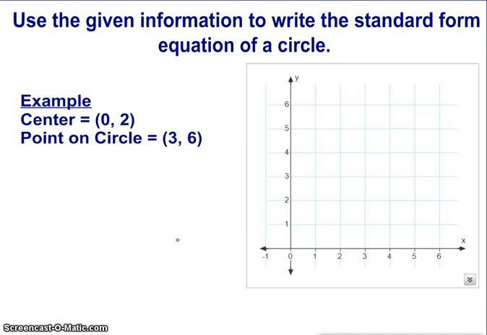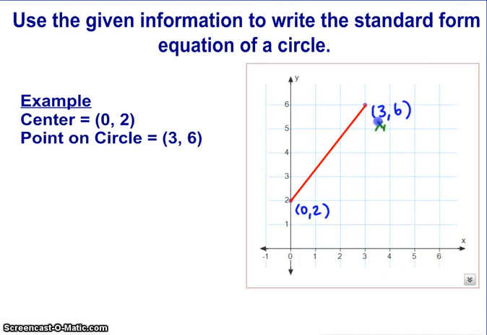All right, now let's get into problems where we don't have the radius. We have a center at 0, 2, and we have a point on the circle 3, 6. So I know that from the center to any point on the circle is my radius. So what we can do is actually use the distance formula to find the radius here. So let's go ahead and label our points 0, 2 and 3, 6.